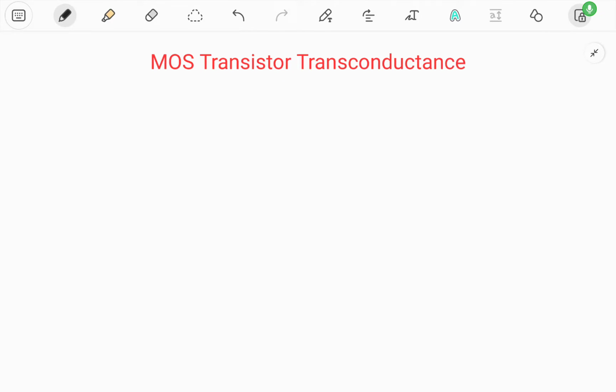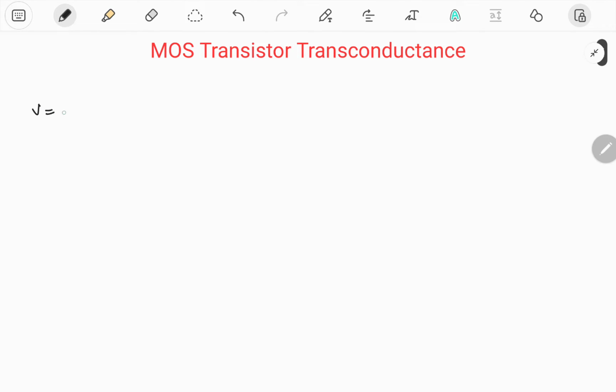Let's try to understand the concept of MOS transistor transconductance. According to Ohm's law, V equals I into R, so R can be written as V by I. Conductance, denoted by G, is the reciprocal of resistance, so it becomes I by V. This is the relation we need to use in order to derive the expression for transconductance in both the saturation region as well as the linear region.